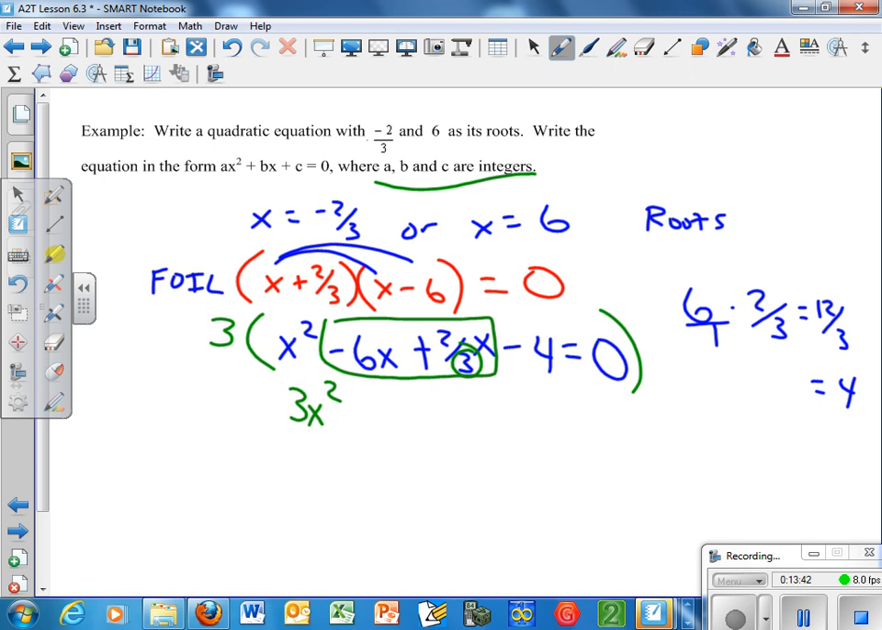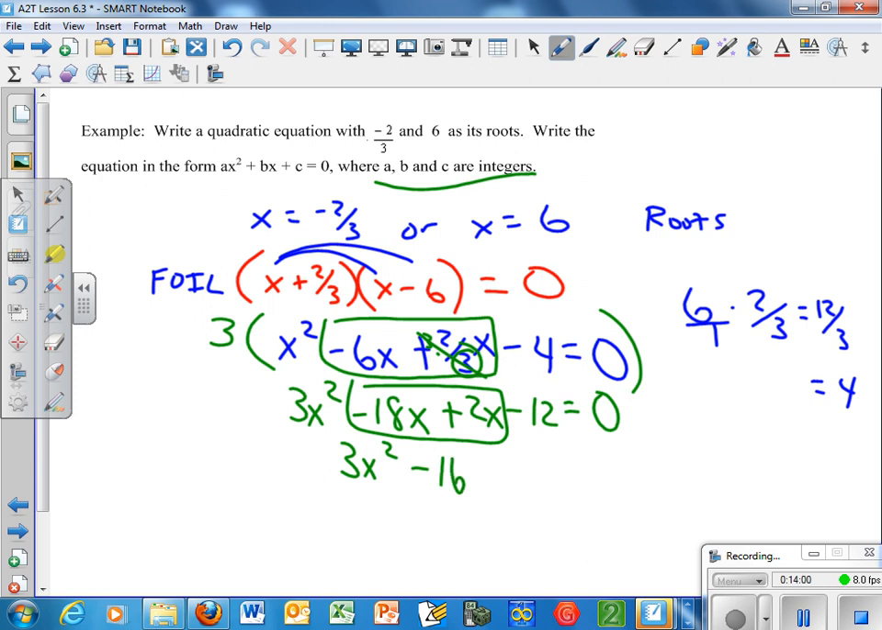So I get 3x squared minus 18x. When I multiply by 3 here, the 3's cancel, so I get plus 2x. And I multiply by 3 here, it's minus 12. 0 times 3 is 0. Okay, and then I combine my x terms, so it's 3x squared. Combine these two together, minus 16x minus 12 is equal to 0. So get rid of the fraction, and that would be the quadratic equation that has those roots.